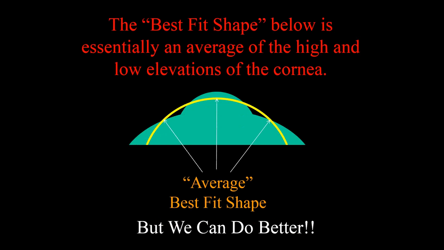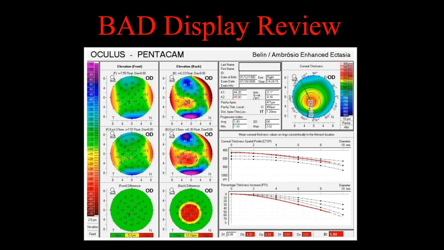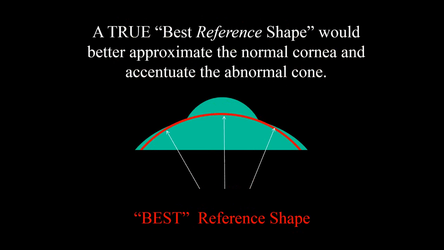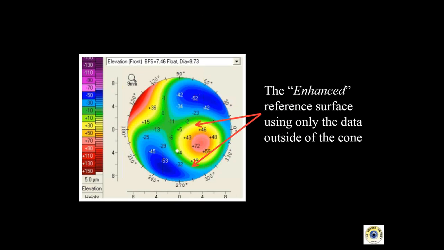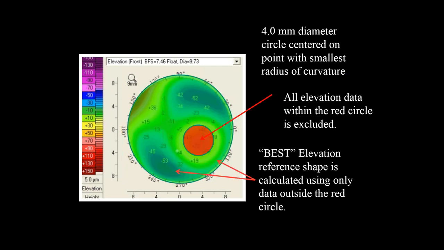So again, this is what a standard best fit sphere does. But if we were able to get a reference surface that was not influenced by the ectatic region, it would allow the ectatic region to stand up higher. And what we've done is we've taken the standard 8mm zone that we normally use to compute the best fit sphere, and we've excluded an area surrounding the thinnest point of the cornea. We call that the exclusion zone. So we take the standard 8mm zone that we always use for the best fit sphere, and we exclude an area surrounding the thinnest point.